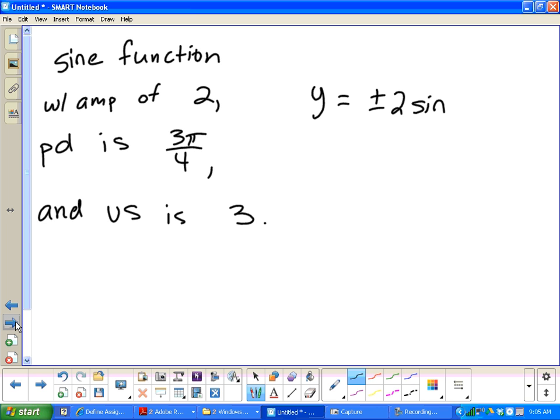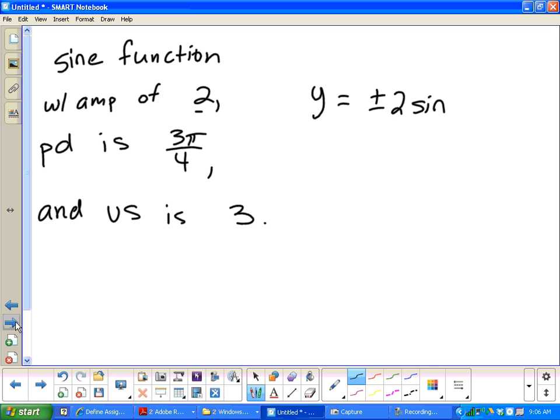Now, it just says 2 there. It doesn't say plus or minus 2. But the amplitude is the absolute value, so that 2 in front could be positive or negative. We don't know because we don't know what the graph really looks like. We'll do something in just a minute where we have pictures of graphs, and we'll be able to know by the picture of the graph.